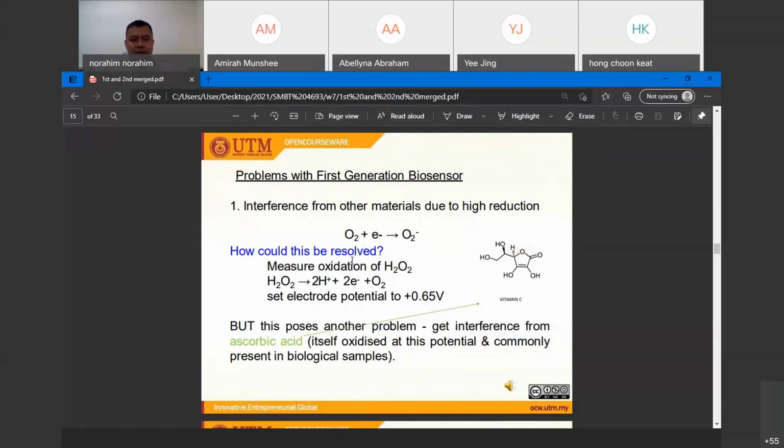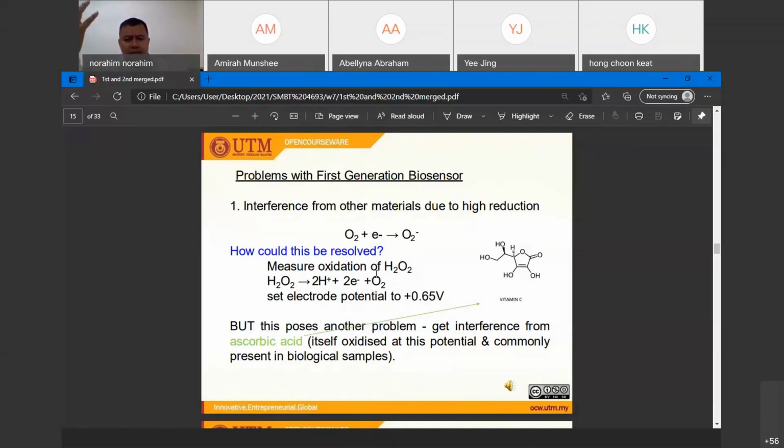In order to solve the problem, we measure the oxidation of peroxide. Peroxide is another interference in the reaction. Remember in the reaction scheme, the byproduct of the first glucose biosensor was hydrogen peroxide, H2O2. So H2O2 is the interfering gas. To solve this problem, they set the electrode potential. At first they set minus 0.7. Now they fix it at plus 0.65 volts.